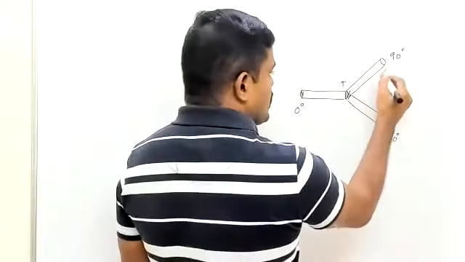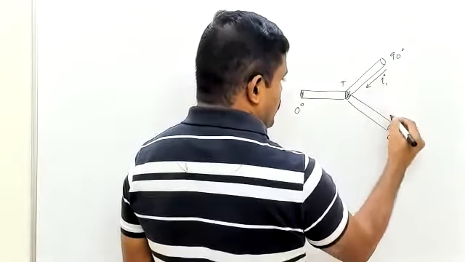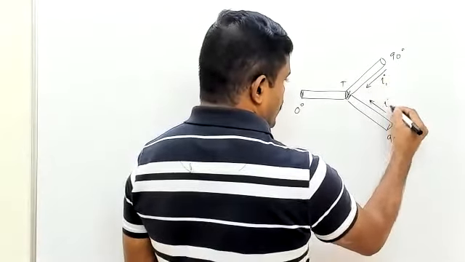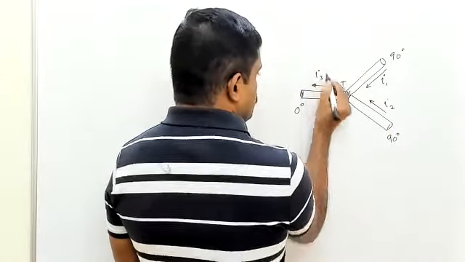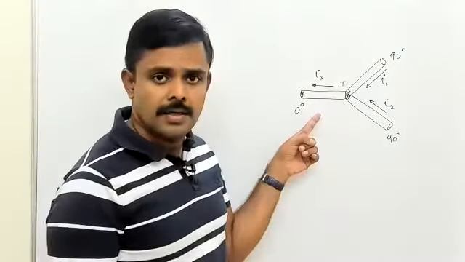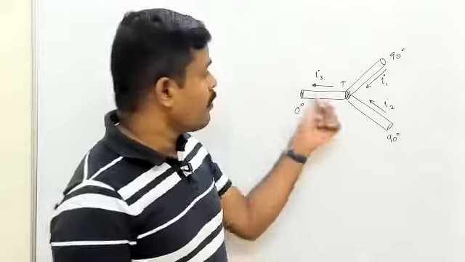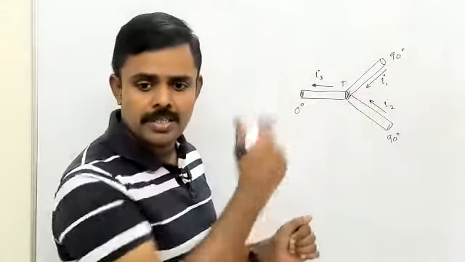So there is a heat current flowing this way, I1. There is a heat current flowing this way, I2. And together they flow to the left, I3. So there are 3 currents here, no? Why does the current flow this way? Why can't the current flow this way? Because that temperature is higher, that potential is higher.